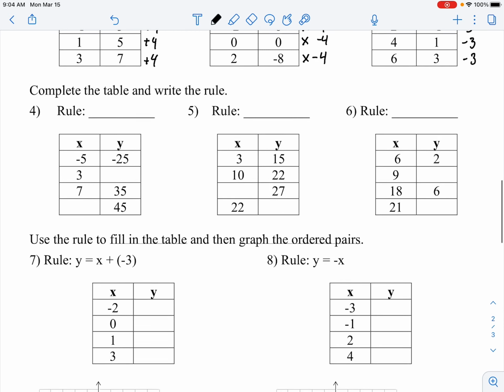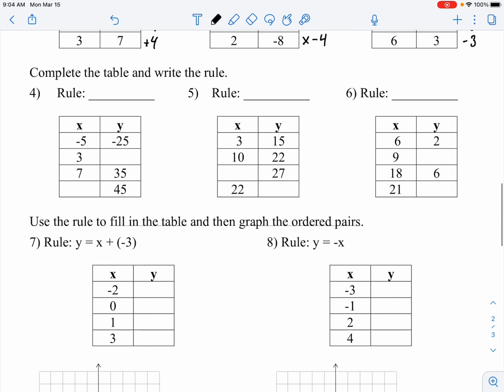So pretty simple there. All right, so here we have to complete the table. So let's figure out what's going on here. So -5, how do I get to 25 from there? Well, once you start to see the pattern come out, it becomes a lot easier. So -5, to get from -5 to -25, well, we're going to times it by 5. And the same is true to get from 7 to 35. That's times 5.